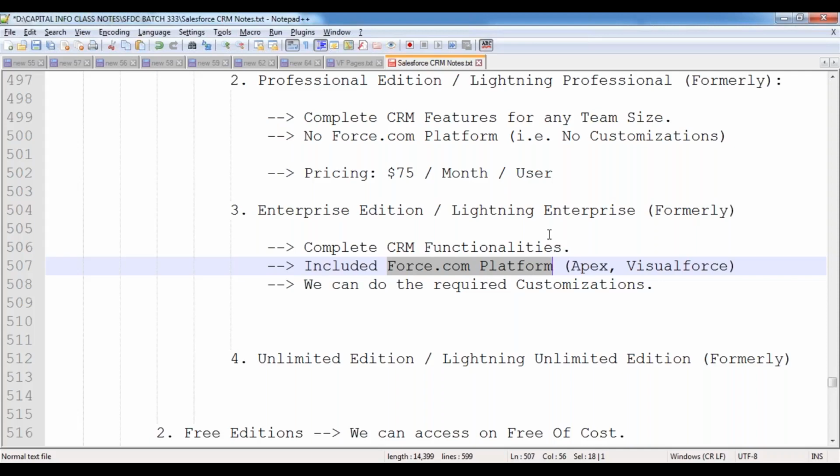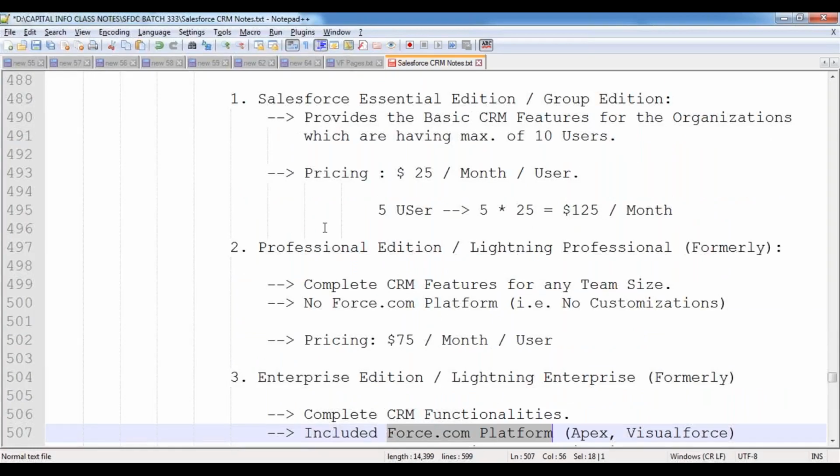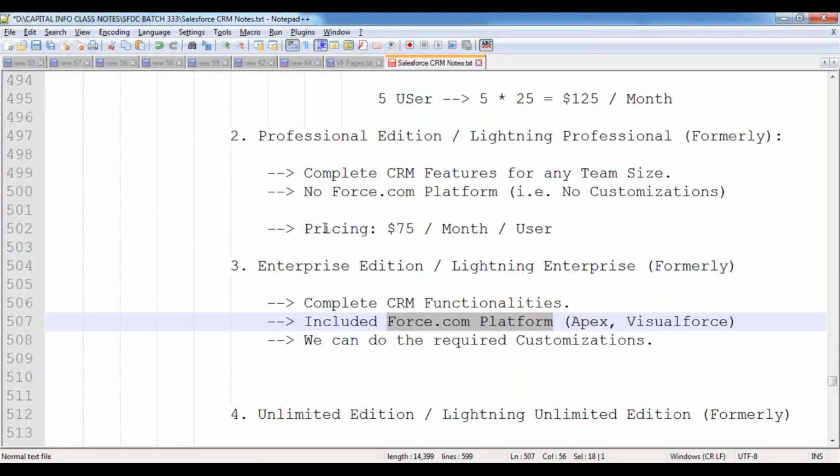So what is this Force.com platform? The Force.com platform is used to build our own custom applications: banking, finance, insurance, everything. From the point of view of an entry-level learner, they will raise a question: I want to develop my own banking application, so tell me which kind of edition I need to use, the minimum edition. If you want to develop your own custom application, then we need the Force.com platform, right?